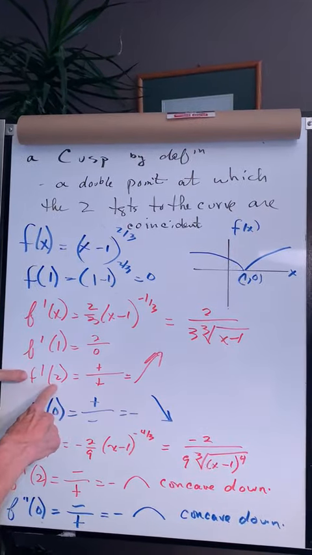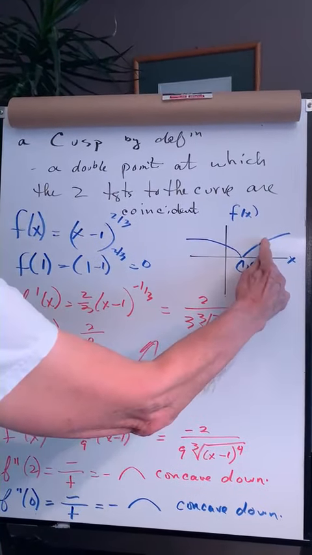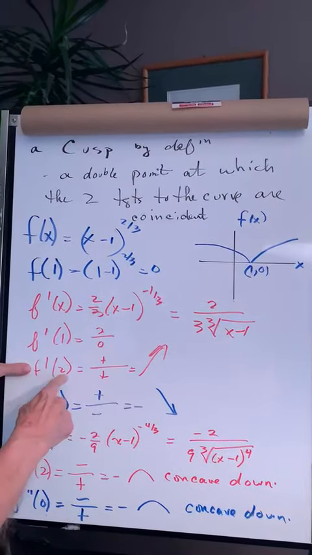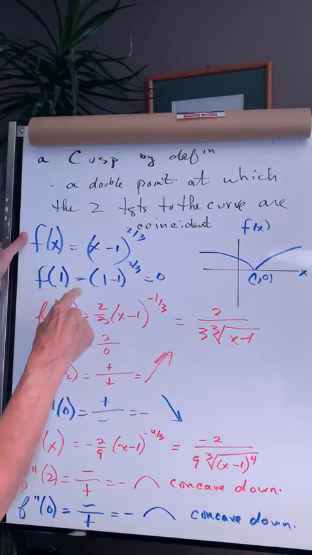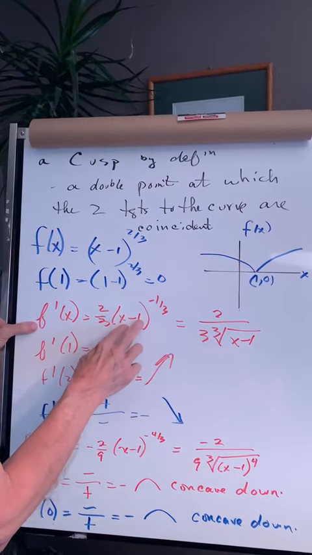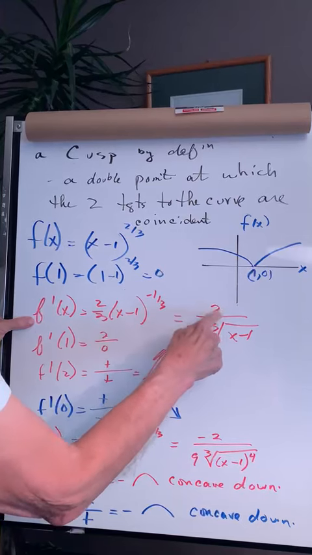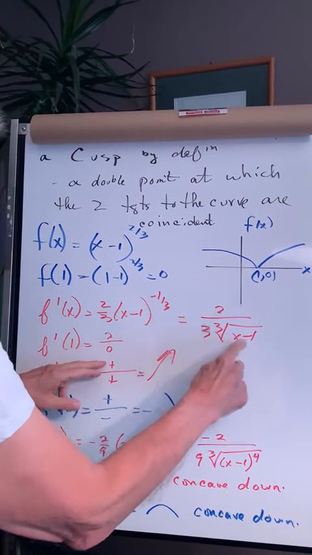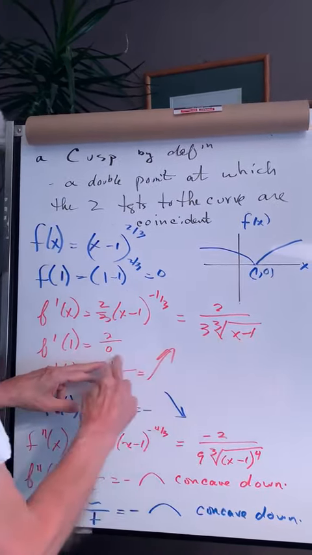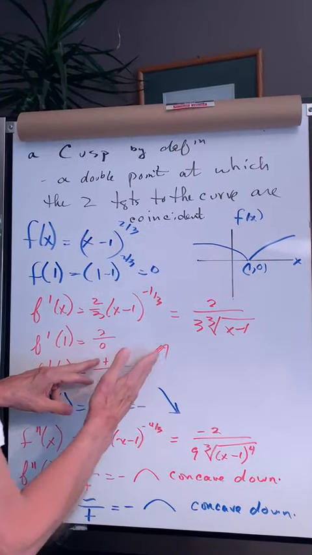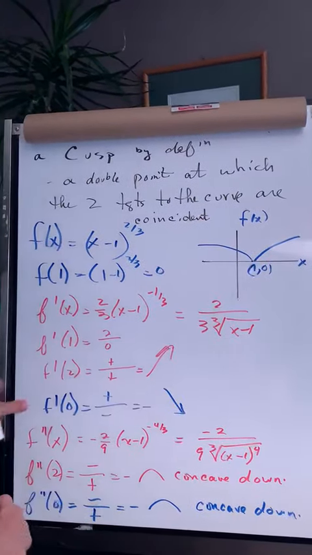What happens when the slope is at 2? Is it up and to the right? Well, if I put 2 into the derivative over here, this becomes positive. If I look at it over here, the top is positive. If this is 2, that's positive. So with 2 positives, the slope is up and to the right.